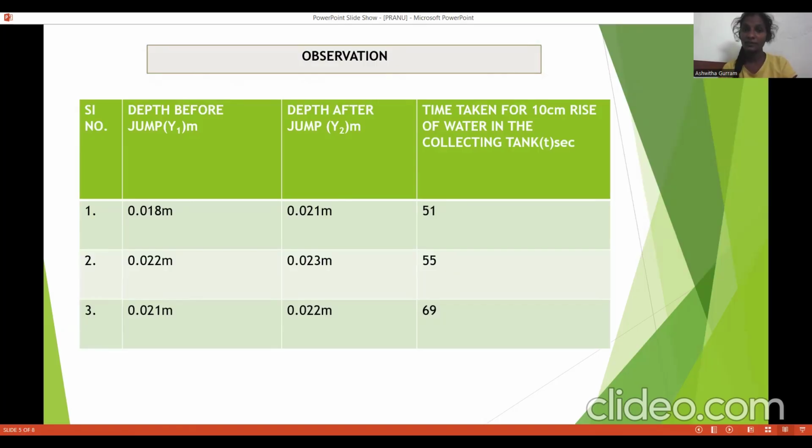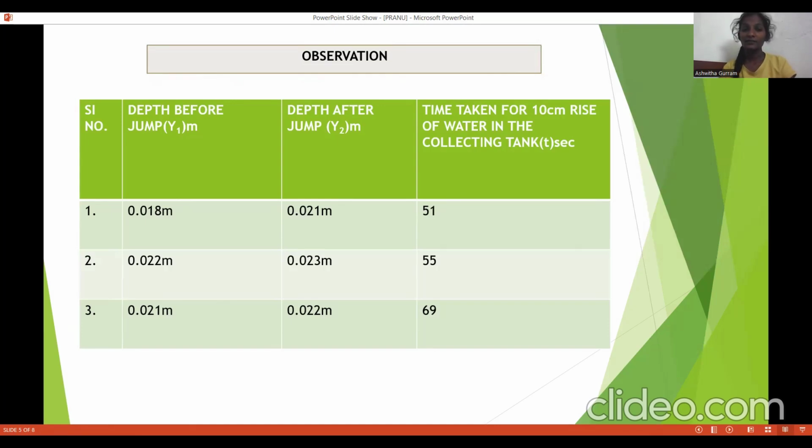The depth before the jump is first 0.018 and the depth after the jump is 0.021 meters. The time taken for 10 centimeters rise of water in the collecting tank, T, when the depth before and after the jump is 51 seconds. When the depth before the jump is 0.022, the depth after the jump is 0.023. The time taken for 10 centimeters rise of water in the collecting tank is 55 seconds.